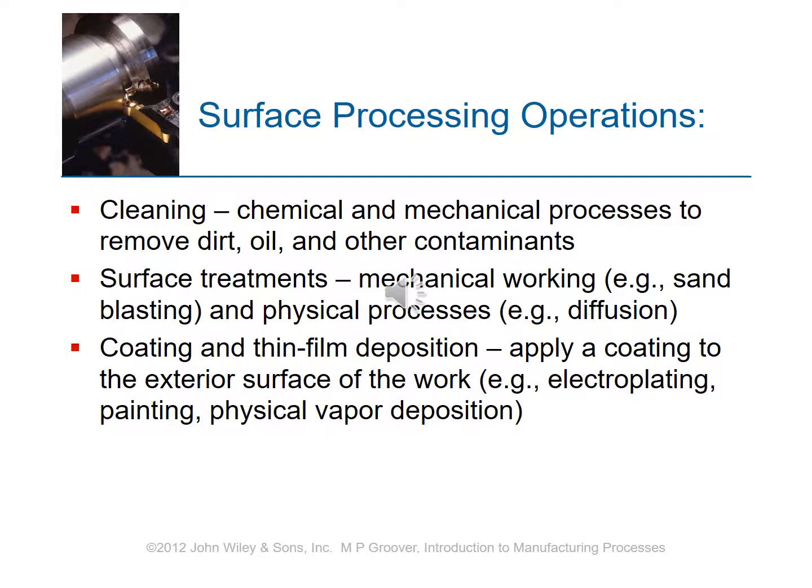And then finally, you've got coating and thin film. This is where you go with the exterior. This will be like electroplating or painting, galvanization. So you basically change the outside surface of the material.